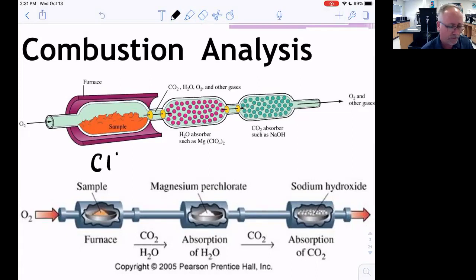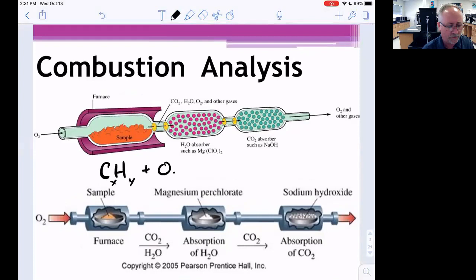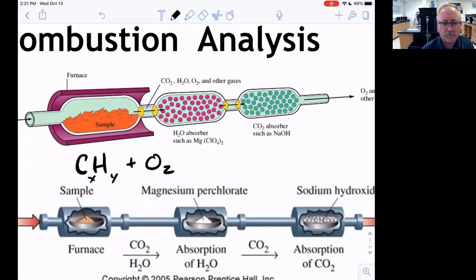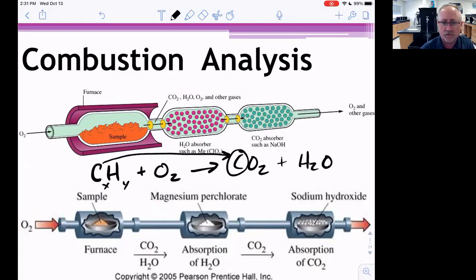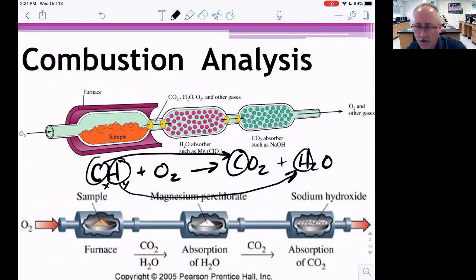But here, if you have something that has carbon and hydrogen, and it doesn't matter what ratio it is, when you add oxygen to it, that's a combustion problem. And what happens is they always produce CO2 and H2O. All of the carbon from the original compound shows up in the CO2, and all of the hydrogen from the compound shows up as the hydrogen in water.